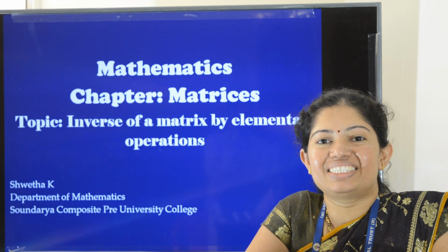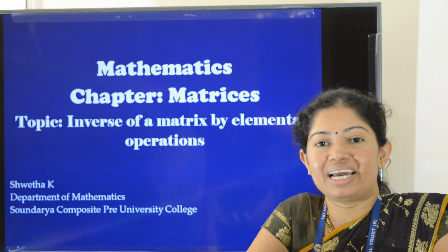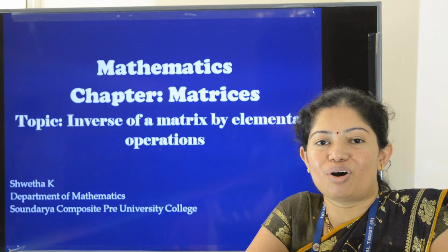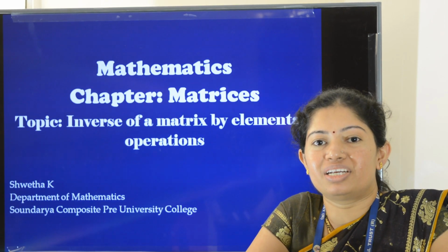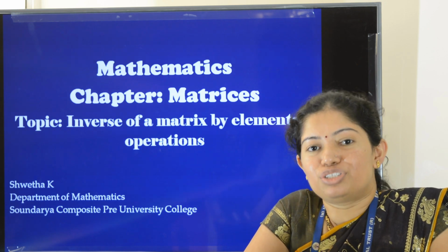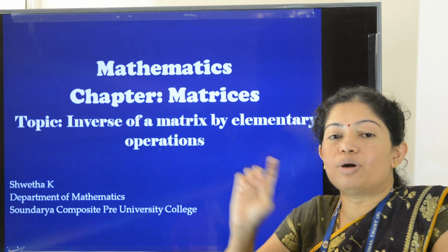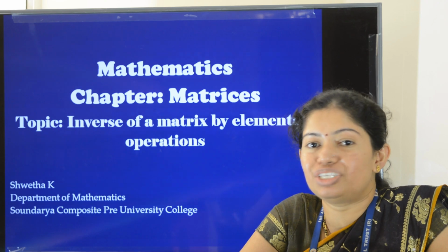Hello dear students, in this session we will learn about inverse of a matrix by elementary operations. This is the last topic of the chapter matrices, but it is important for your board examination. If you see this phrase, inverse of a matrix by elementary operations, you can see two terms here: inverse of a matrix and elementary operations.